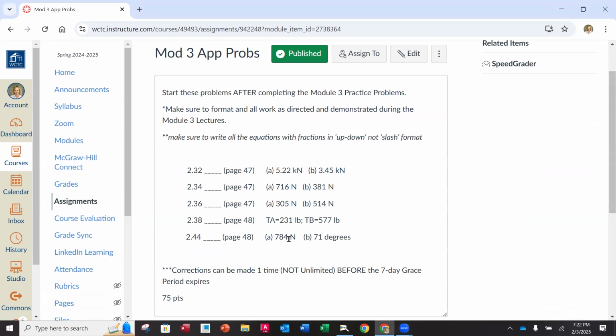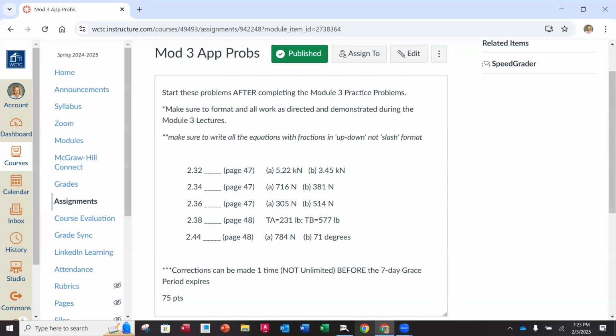But now you can do the application problems, which I like to say is your homework, right? So these are all going to be in the section starting on page 47. We're going to do 32, 34, 36, 38, and 44. You're going to notice here I have the page number identified, and I also have just the final answers here. So this is a good way that you can check if you're on the right track with the work you're doing, if you get the right final answer, okay?